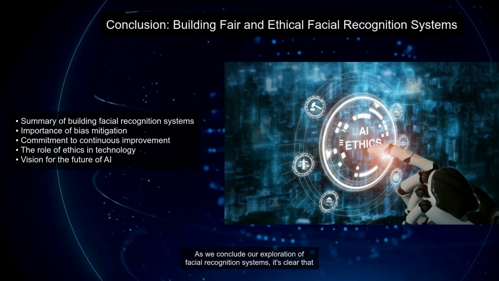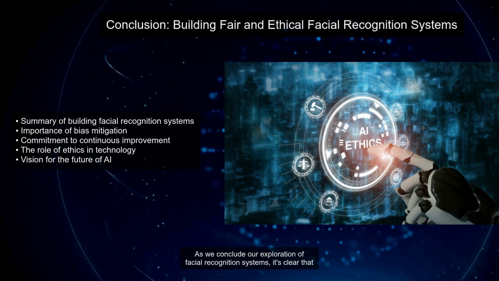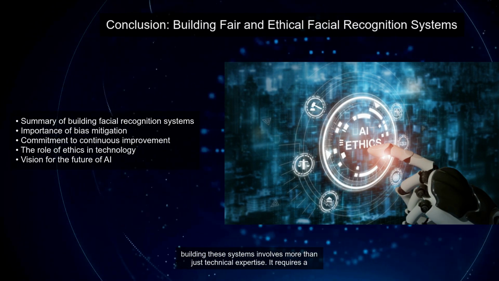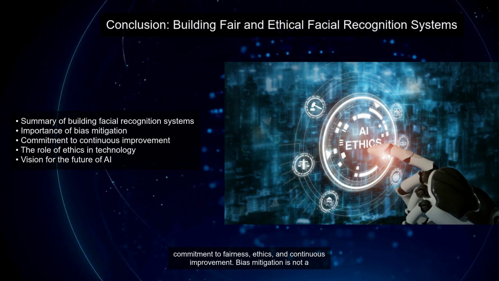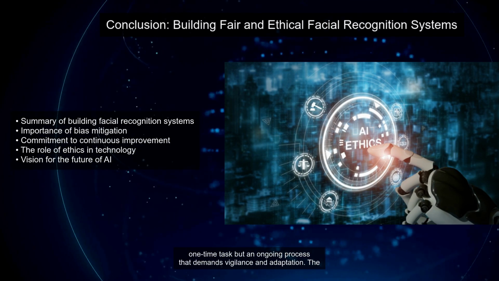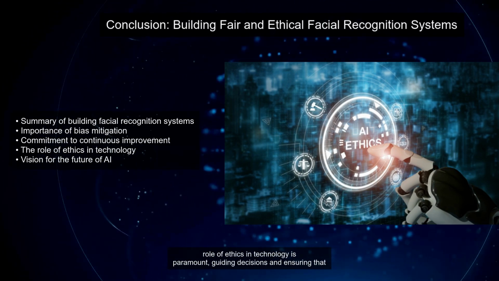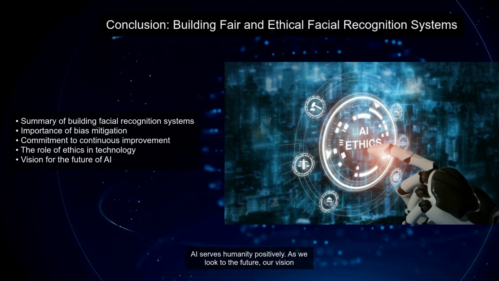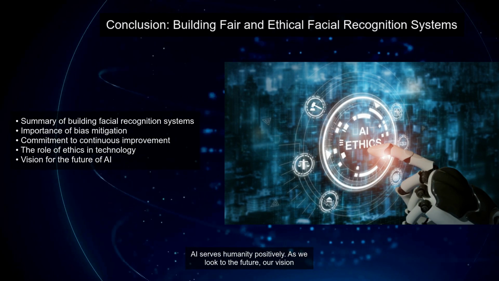As we conclude our exploration of facial recognition systems, it's clear that building these systems involves more than just technical expertise. It requires a commitment to fairness, ethics, and continuous improvement. Bias mitigation is not a one-time task but an ongoing process that demands vigilance and adaptation. The role of ethics in technology is paramount, guiding decisions and ensuring that AI serves humanity positively.